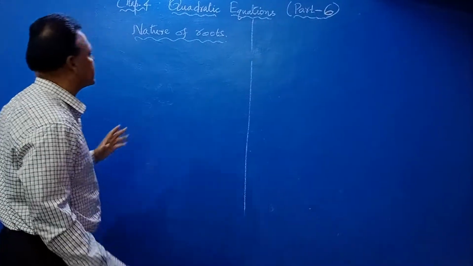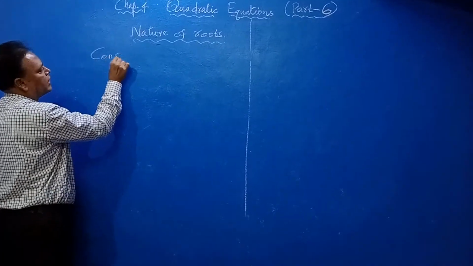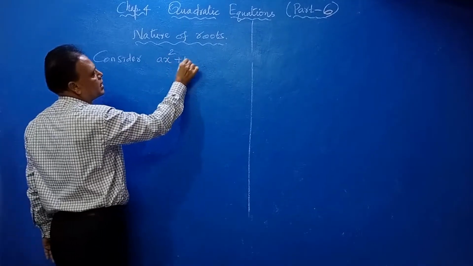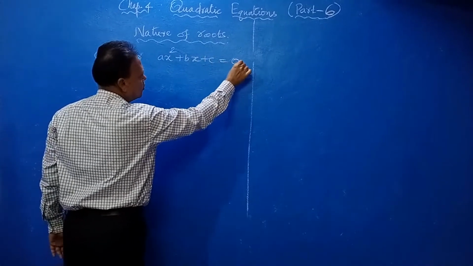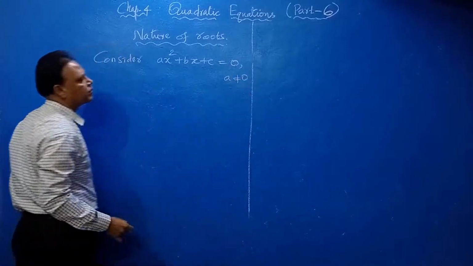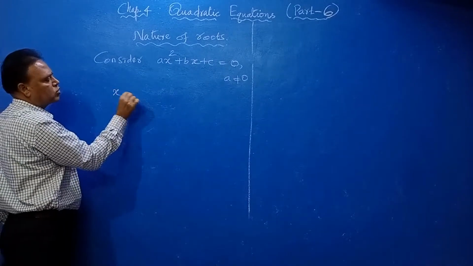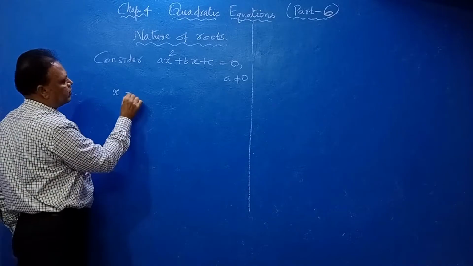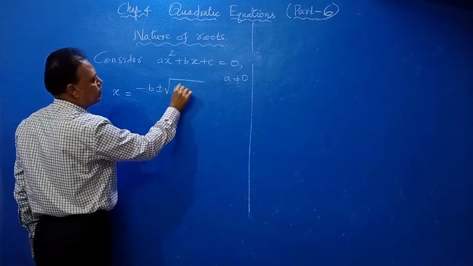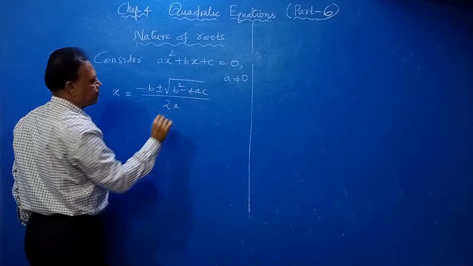So here you have to consider the quadratic equation. You know, the quadratic equation ax squared plus bx plus c equal to 0, and a not equal to 0. For this you know the roots. How to find out the roots? By the quadratic formula. What is the quadratic formula? Minus b plus or minus root over b squared minus 4ac, divided by 2a.